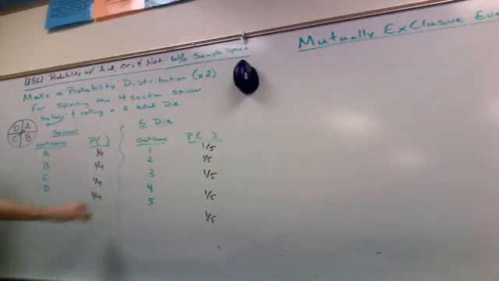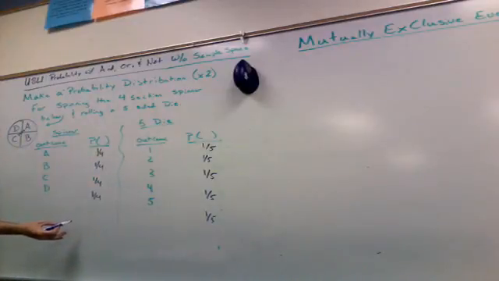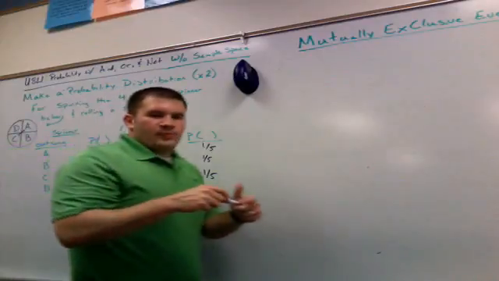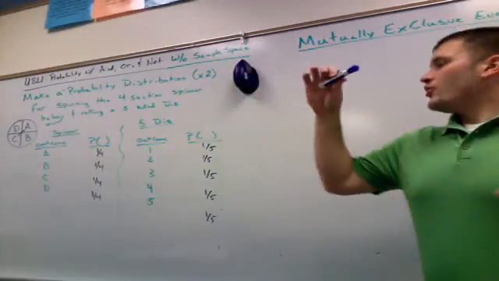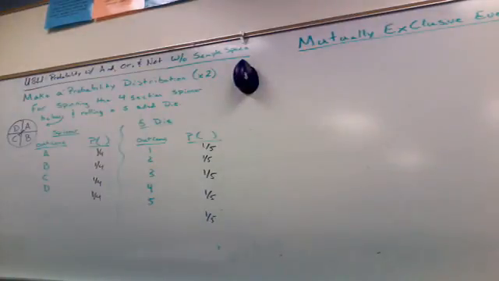Now if I add all the 1/4s together, what will I get? 4 out of 4, which makes 1. If I add all these up, what will I get? 5... 1. Okay, so we know we did our probability distribution correctly when all the probabilities add up to 1. Any questions about that? No.